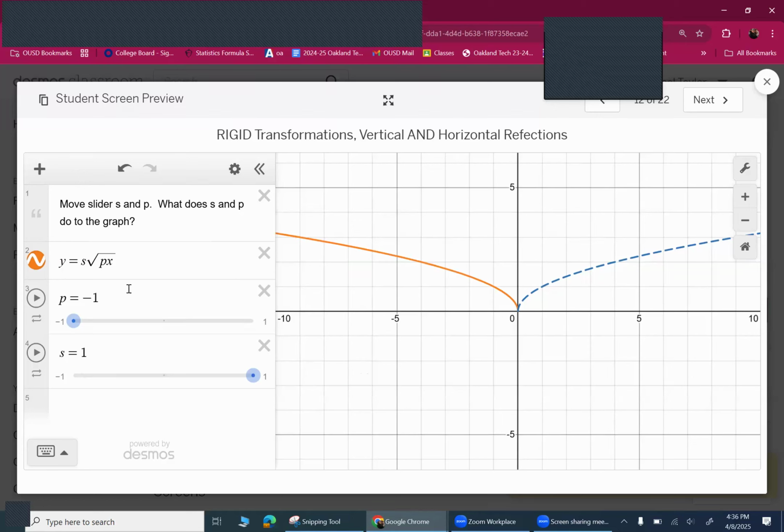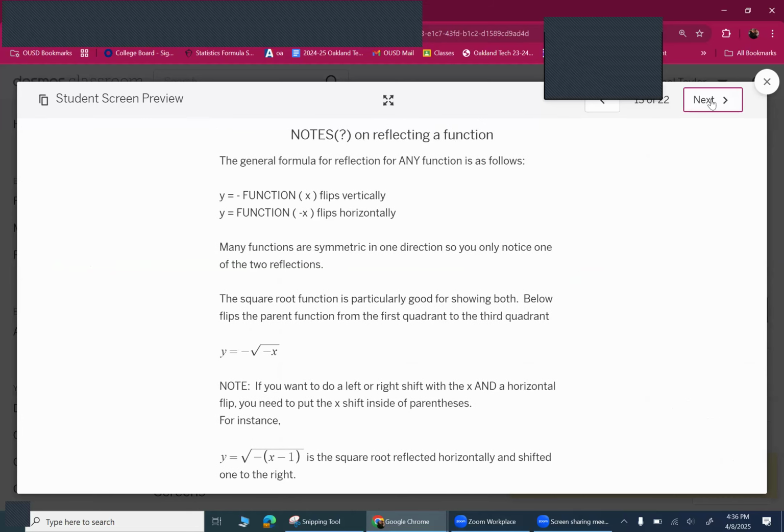Okay, so a negative definitely reflects. It's just a question of where we put the negative. If we put it outside the function, it flips it up, down. And if we put it inside of the function, it flips it left, right. And the square root is a really easy one for you to see that with. It's not as easy to see it with other functions, which is why I like to use the square root, even though we don't really graph square root that often.